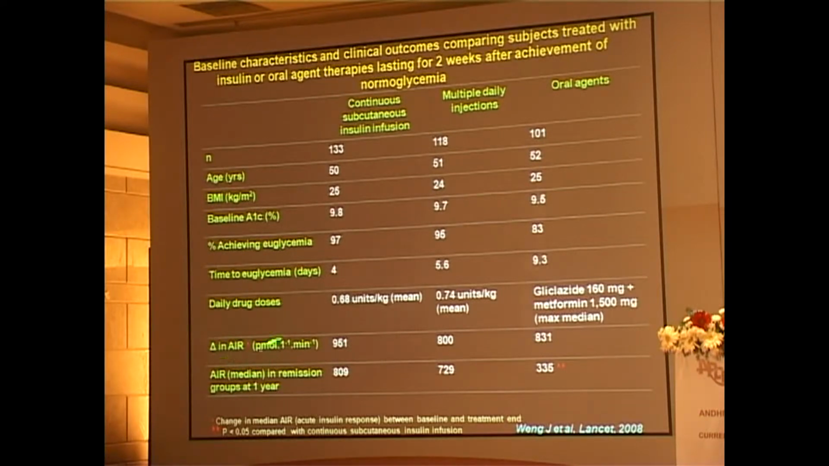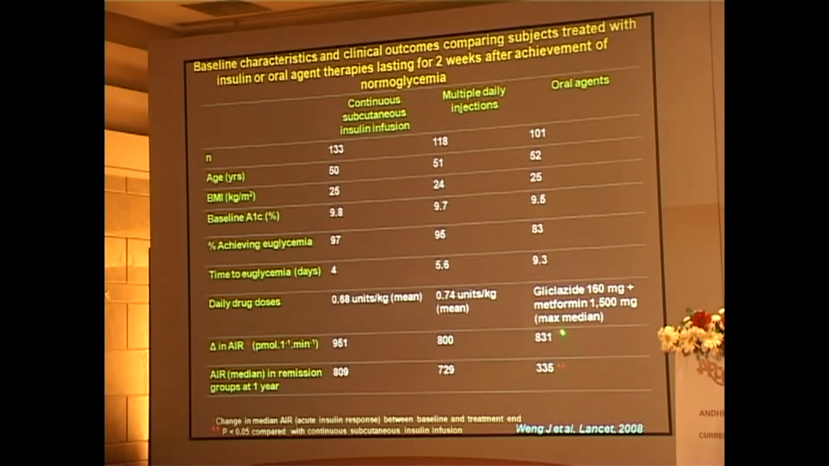This is the acute insulin response, what I was talking about, the disposition index. And if you look at the values of insulin in the 3 arms, at the end of that 4 weeks or 8 weeks of treatment, there was not a significant difference there, slight differences. The big difference was found at the end of 1 year. So those who had received the insulin pump treatment or had received multiple daily doses of insulin seemed to preserve their beta cell function even at the end of 1 year.